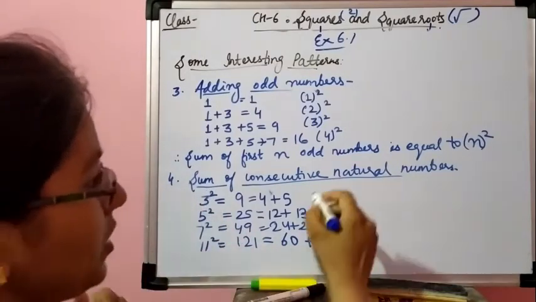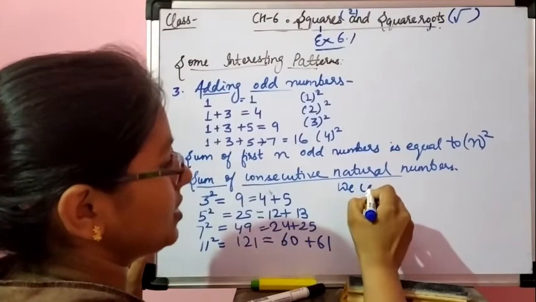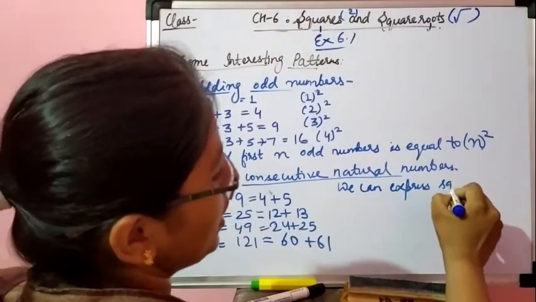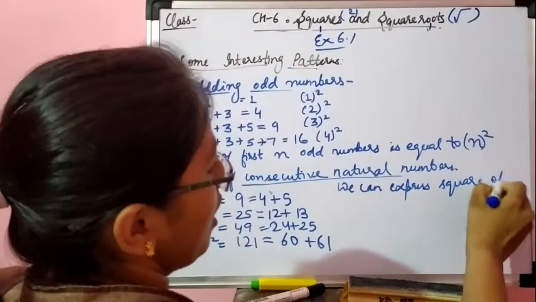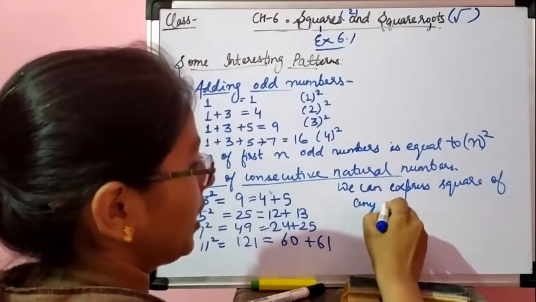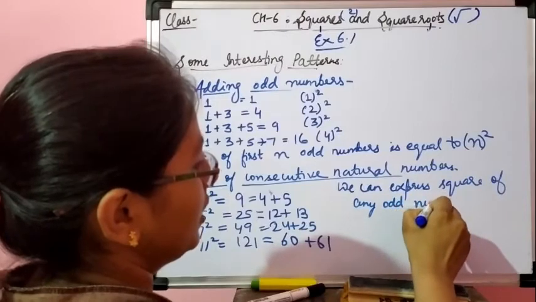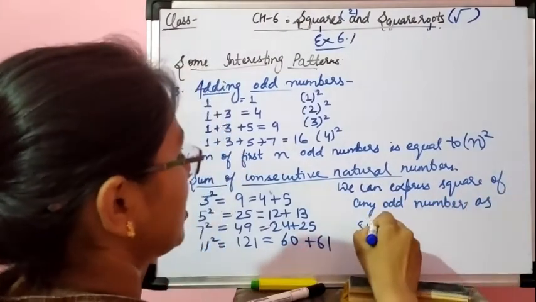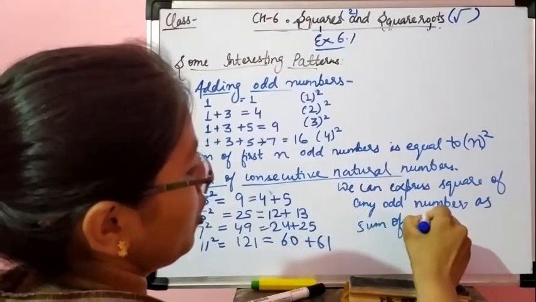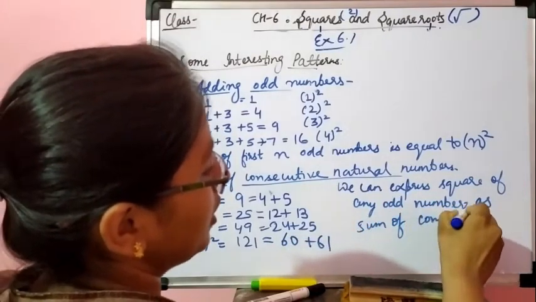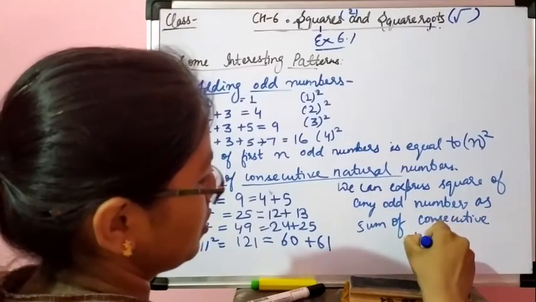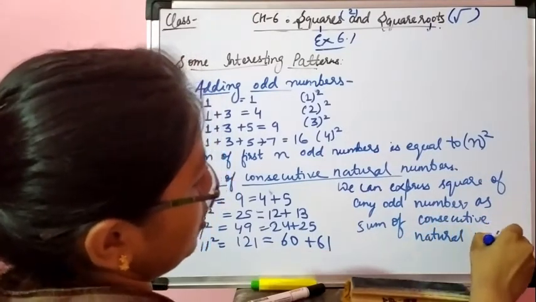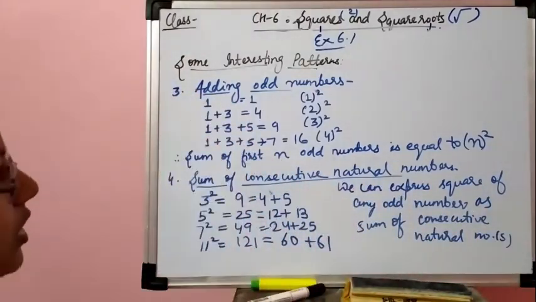Okay. So in this way, I can express the square of any odd number. What I am saying is that we can express the square of any odd number as the sum of consecutive natural numbers. Okay, sum of consecutive natural numbers. So these are some more interesting patterns.